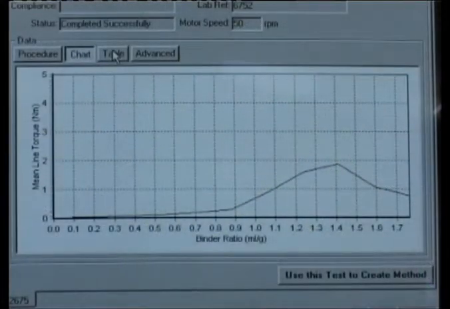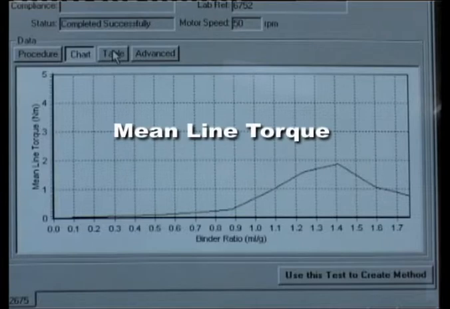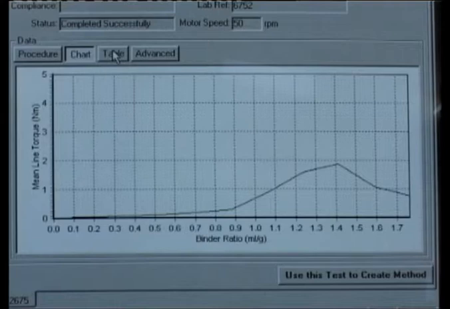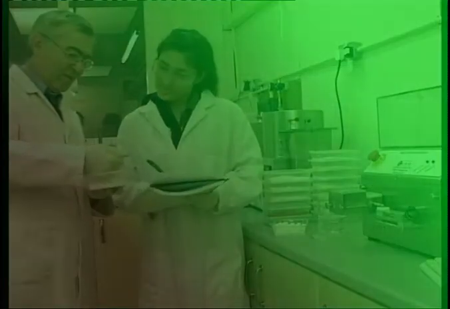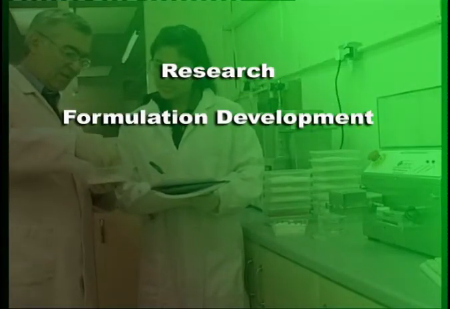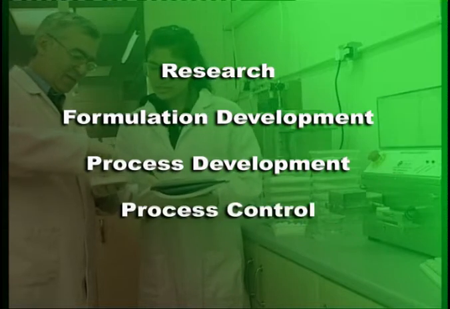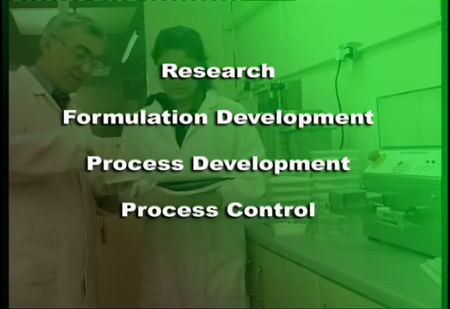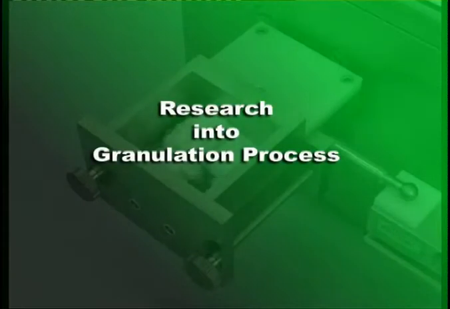The result most usually reported is the mean line torque. The mean line torque is the arithmetic mean of all data points collected during a logging period. MTR may be applied in the research, formulation development, and process control areas of pharmaceutical granulation. Investigations have been carried out into the granulation process.